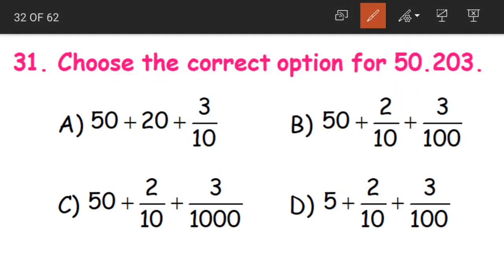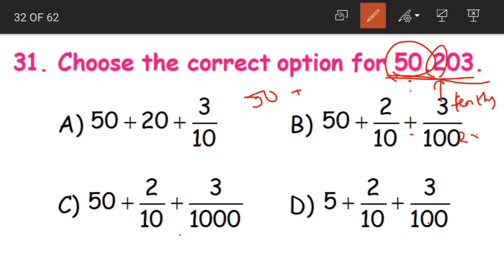50.203. Now what is this? Our decimal number given is 50.203 and we have to choose the correct expanded form here. Here 50 is the whole number, so we will write the 50 as it is plus, and then we are having 2. Yes children, 2 is in which place? 2 is in tens place, that is 2 into 1 by 10, that will be nothing but 2 by 10. So 2 will be our 2 by 10 plus 0, so we'll leave 0 as it is.